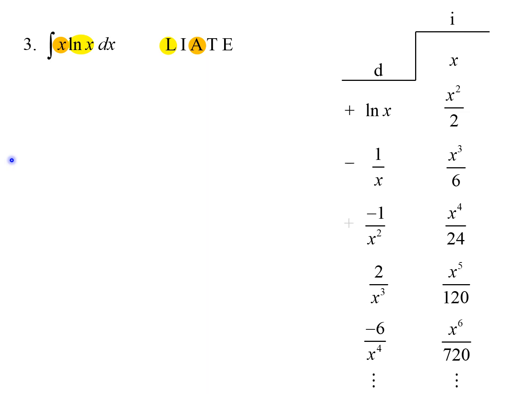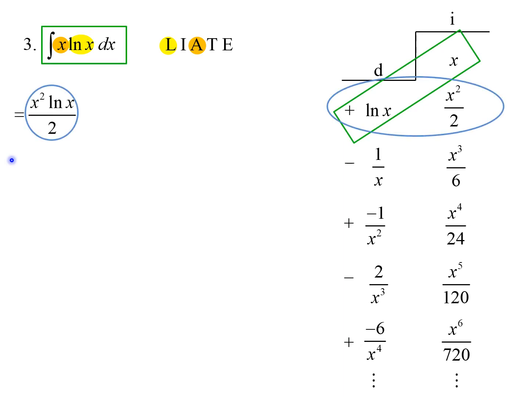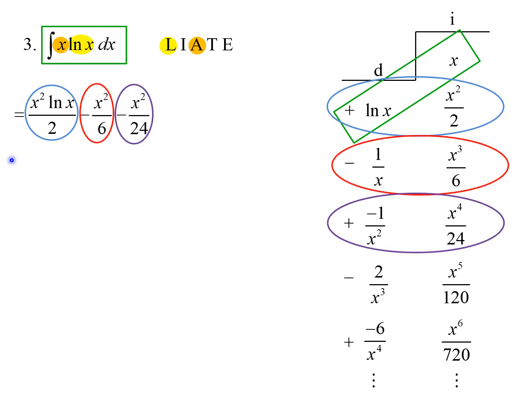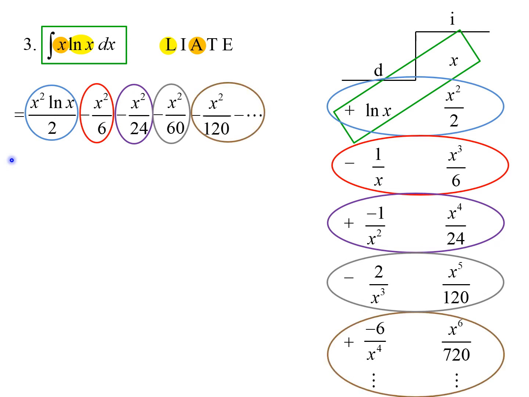Let's put our plus and minus. We alternate those signs. And start the machine. So we start this machine, and our first term is going to be x squared ln x over 2. You just multiply those. Well, we keep this machine running. And it just keeps running. And this is going to keep running forever. So this is actually kind of scary.